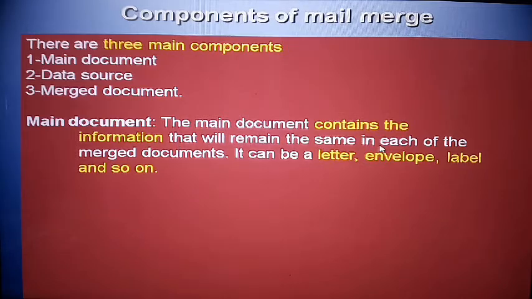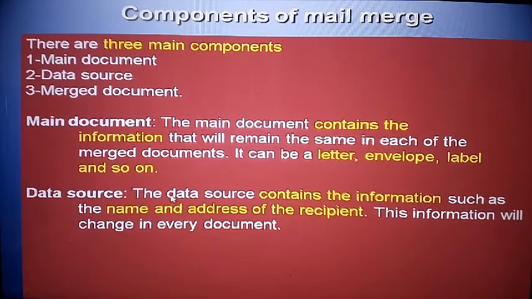Okay, which type of information? Just like a letter, envelope. Okay, data source. So the data source contains the information such as the name and address of the receiver. The data source also has the name and address of the receiver, and here the label, letter, envelope, like this. So here again I explain a bit, students: main documents, here the letter and envelope, label, like this.